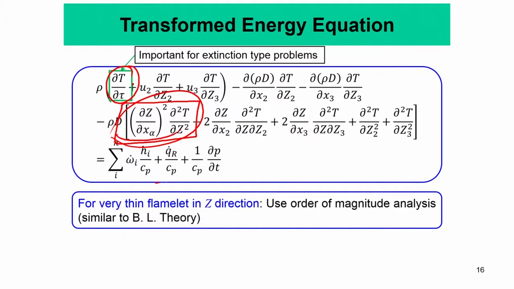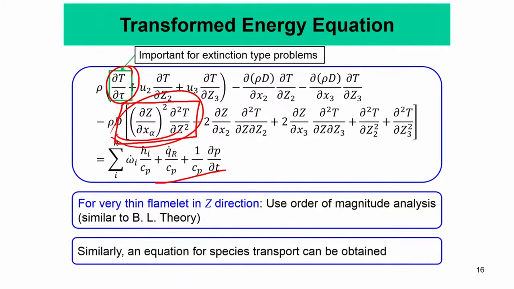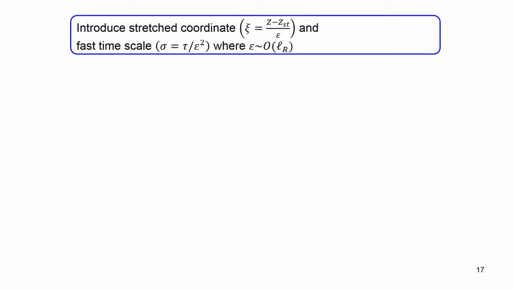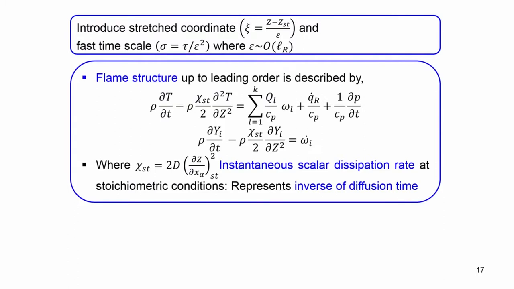We'll keep this term and we'll keep the source term. Okay, so we'll see what can be done with that. Similarly, an equation of species transport can also be found. Then we can introduce a stretched coordinate, z minus z_xt, and a fast time scale, and like this we can obtain an equation for this.